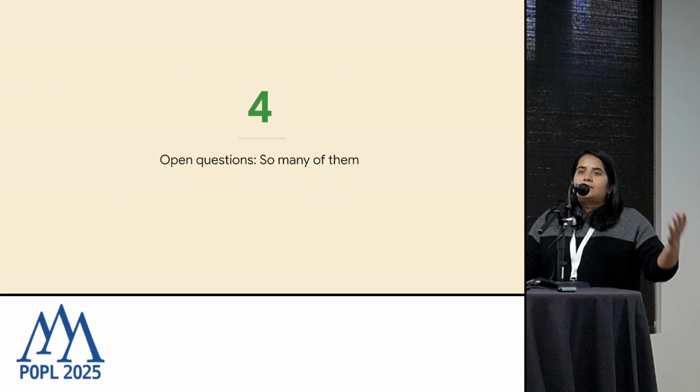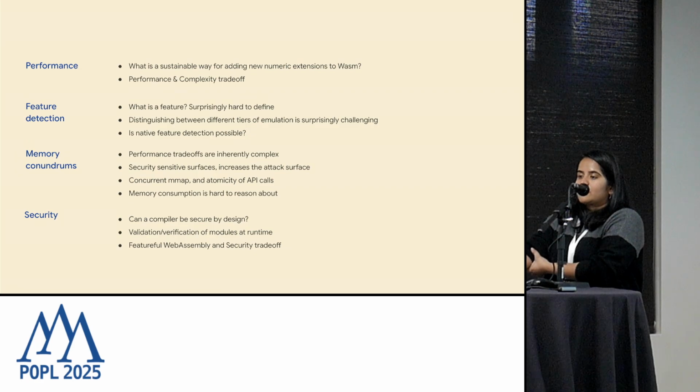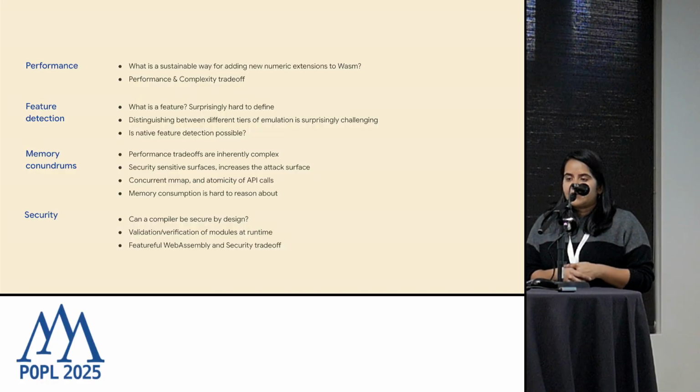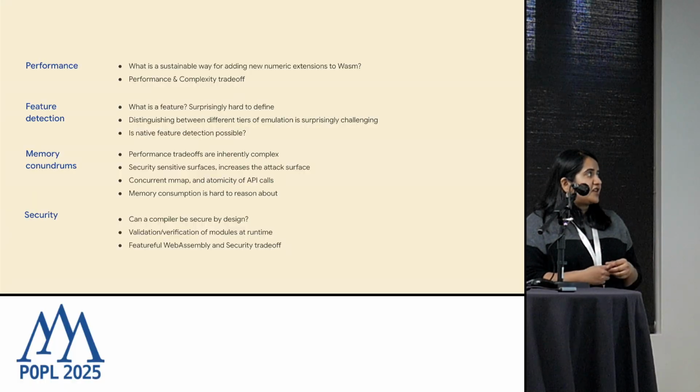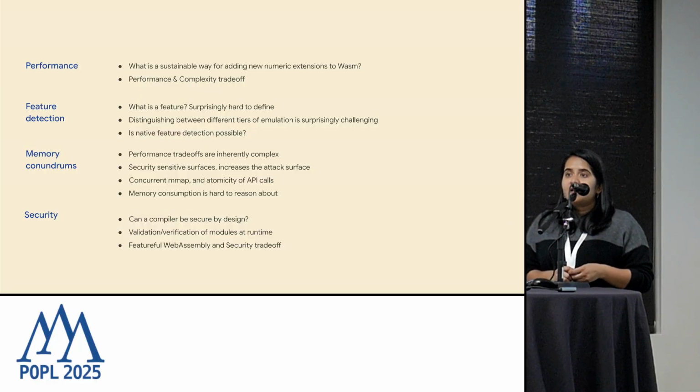So especially when it comes to performance, we do have several open questions. For compute extensions, what is a sustainable way of adding new numeric extensions, and how do we reason about the performance and complexity trade-off? As I said, feature detection has been really hard to nail down. We've had multiple different attempts at general feature detection and conditional compilation that haven't really made a lot of progress.